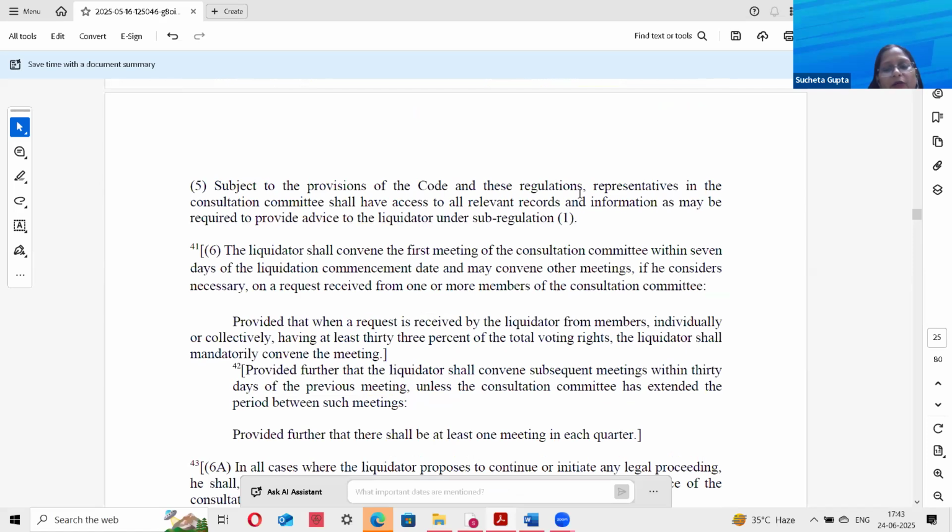Subject to provisions of the code and these regulations, representatives in the consultation committee shall have access to all relevant records and information as may be required to provide advice to the liquidator under sub-regulation 1. The liquidator shall convene the first meeting of the consultation committee within 7 days of the liquidation commencement date and may convene other meetings if he considers necessary on the request received from one or more members of the consultation committee.